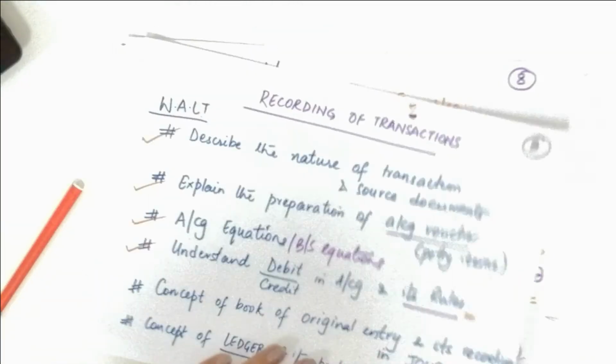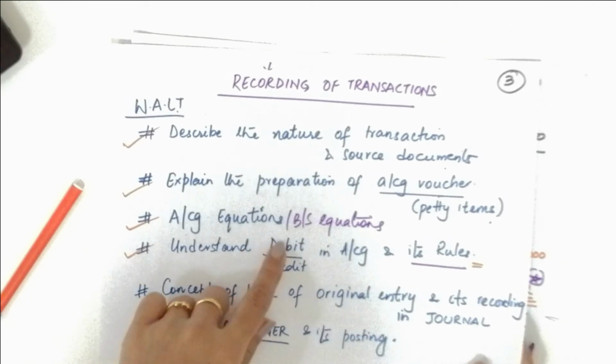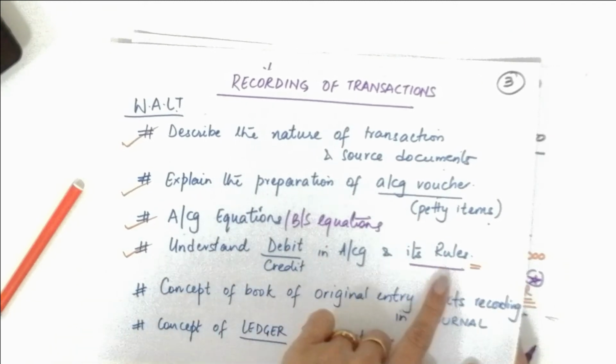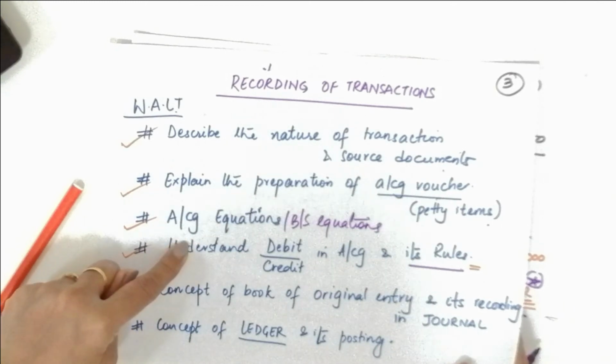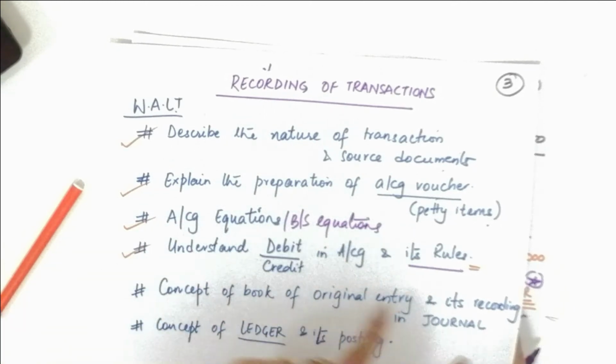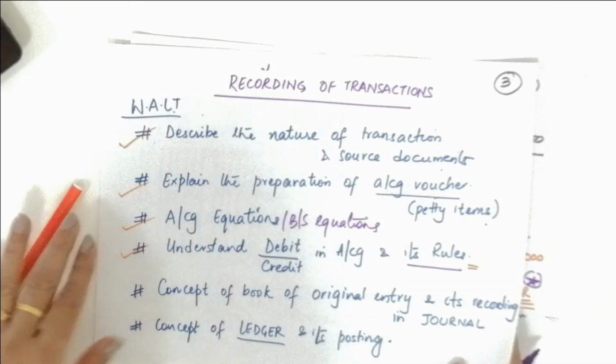Okay guys, so we have completed understanding of debit and credit in accounting and its rules. In the next two classes, again I will explain this in brief, and then we move to how the entries are recorded in journal and how the ledger and its posting is done.